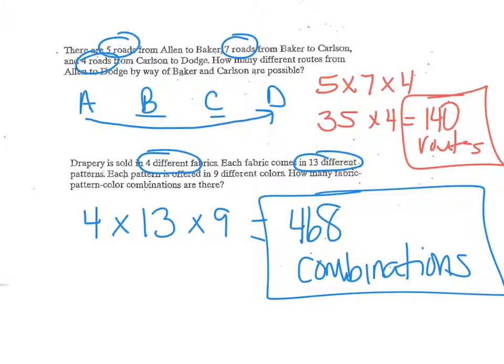So again, that's a big shortcut, because to draw a tree diagram with 468 combinations would be huge. So that's the way that you can use the basic counting principle.